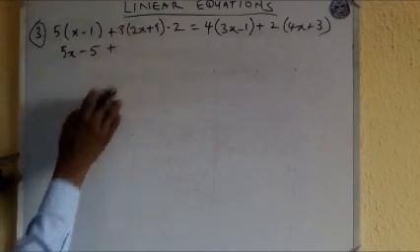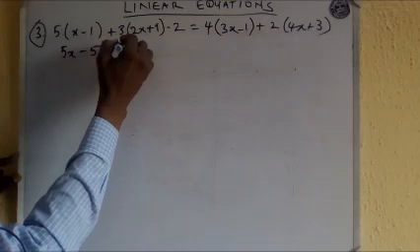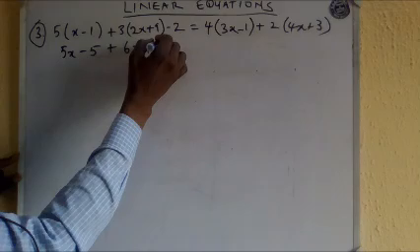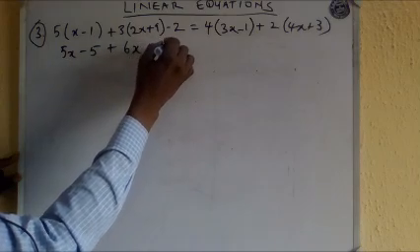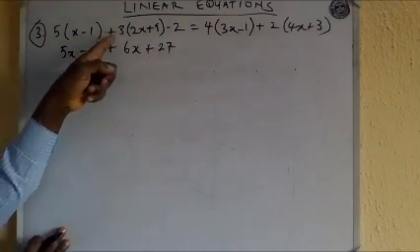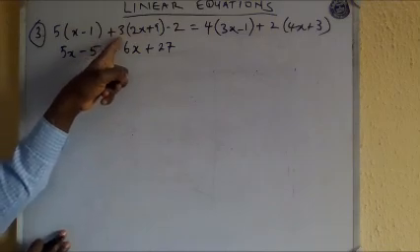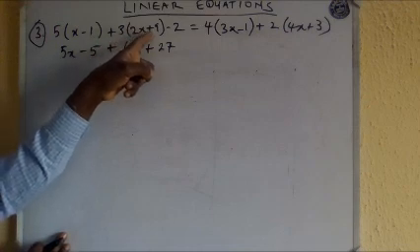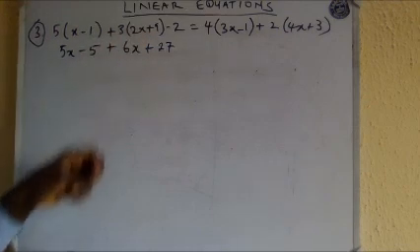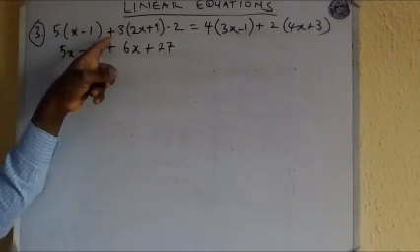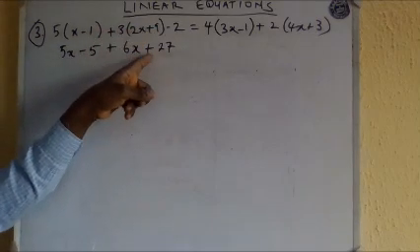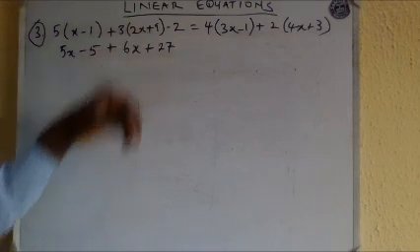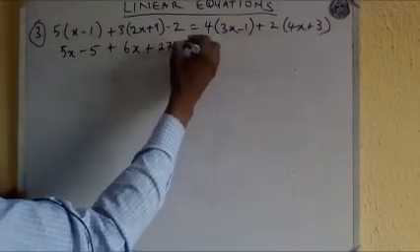I open this one as well. 3 times 2x is 6x, plus 3 times 9 is 27. Please be careful when you are doing this expansion. Note the signs that come before the terms outside the brackets and the signs inside the bracket. If there is a minus here, when minus and plus interact, it becomes minus. So please note that sign. 3 times 9 is 27. Then this minus 2 remains there.